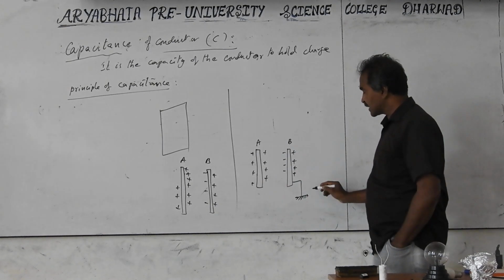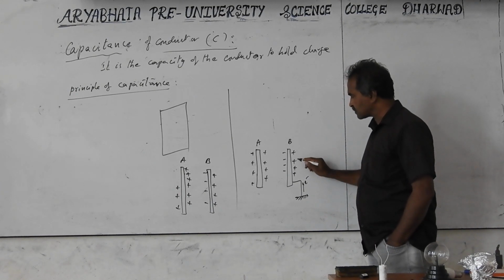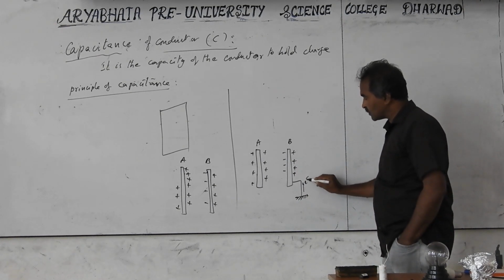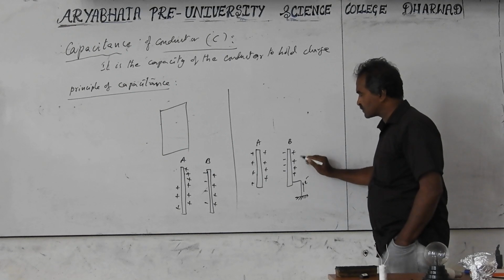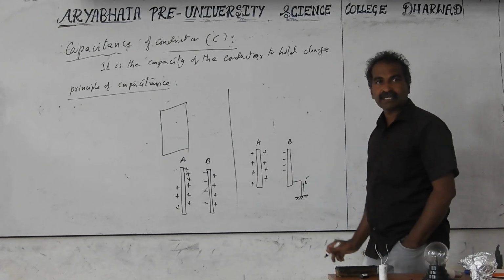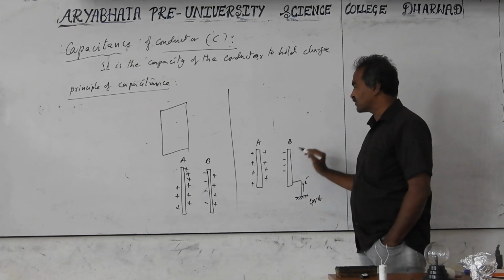it will try to make the plate neutral. So the result is that for these plus charges, the earth supplies electrons so that these positive charges get neutralized. Positive charges cannot move, only electrons can move. So electrons will go here; 4 positive charges means 4 electrons will go. We say positive charges are discharged to earth. Then what remains here is only negative charges.